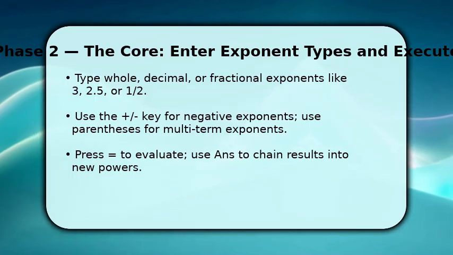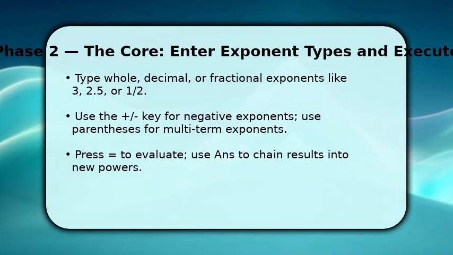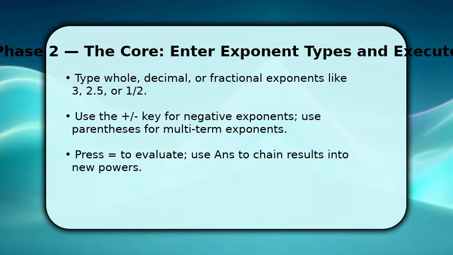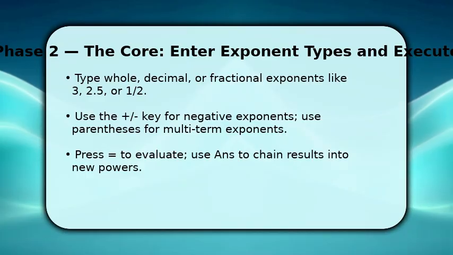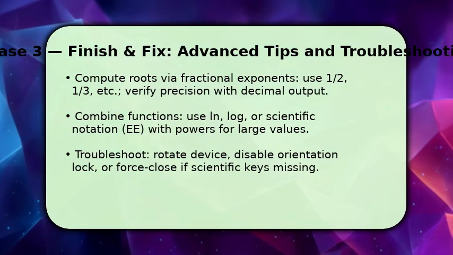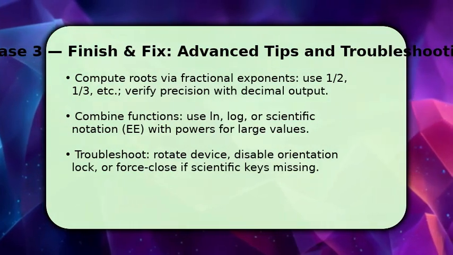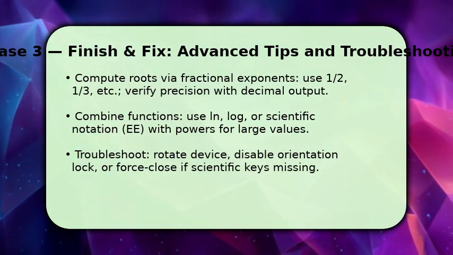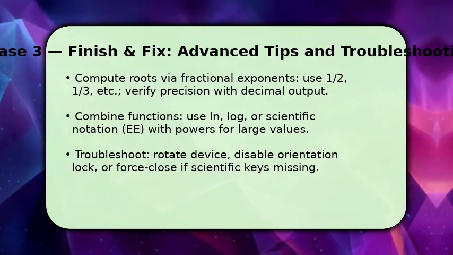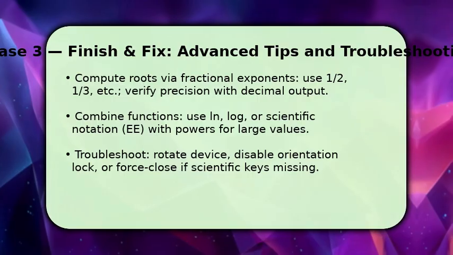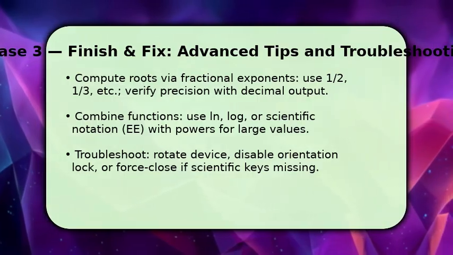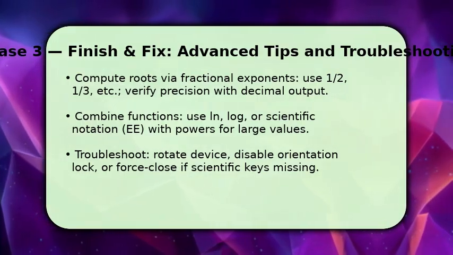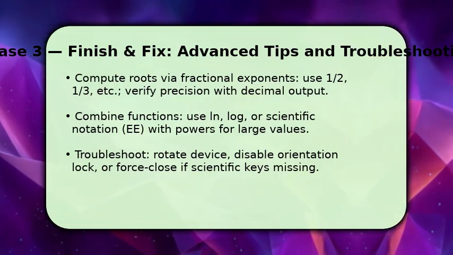If you want to continue, use ans to reuse the last result and chain additional power operations without retyping. Finish by checking the result and converting formats if needed. For roots, enter 1/2 or 1/3 as the exponent to get square or cube roots, and make sure decimal precision is acceptable. You can combine power with log, ln, or e scientific notation to handle very large or small numbers.